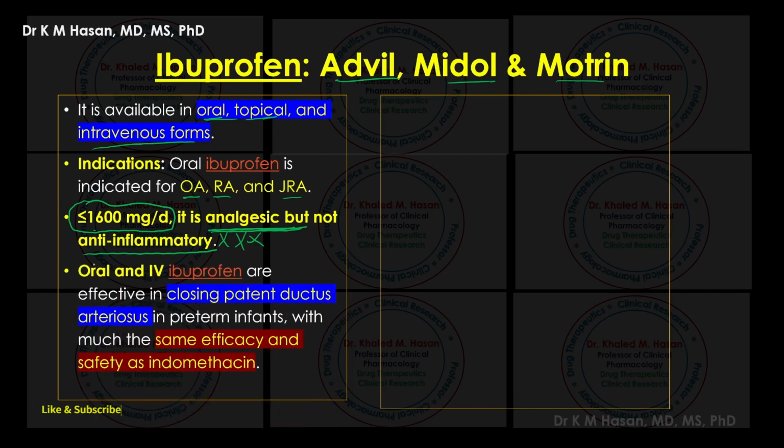Ibuprofen is available oral and IV. We use ibuprofen to effectively close the patent ductus arteriosus in preterm infants, and this has the same efficacy as indomethacin. Normally, for closing the patent ductus arteriosus, we use indomethacin, but due to the side effects of indomethacin on the kidneys, the alternative is ibuprofen. The definition of patent ductus arteriosus is an open hole between the aorta and the pulmonary artery.